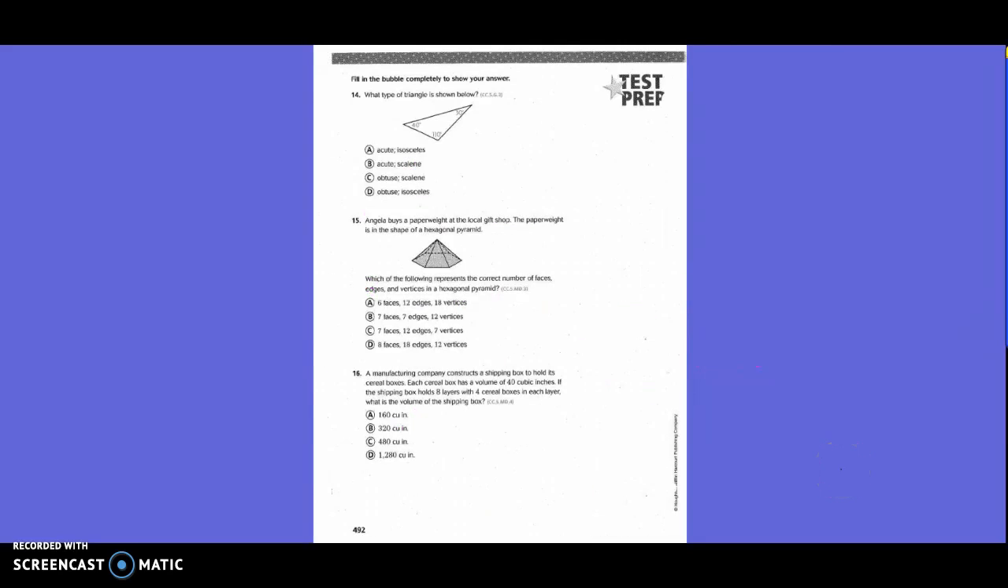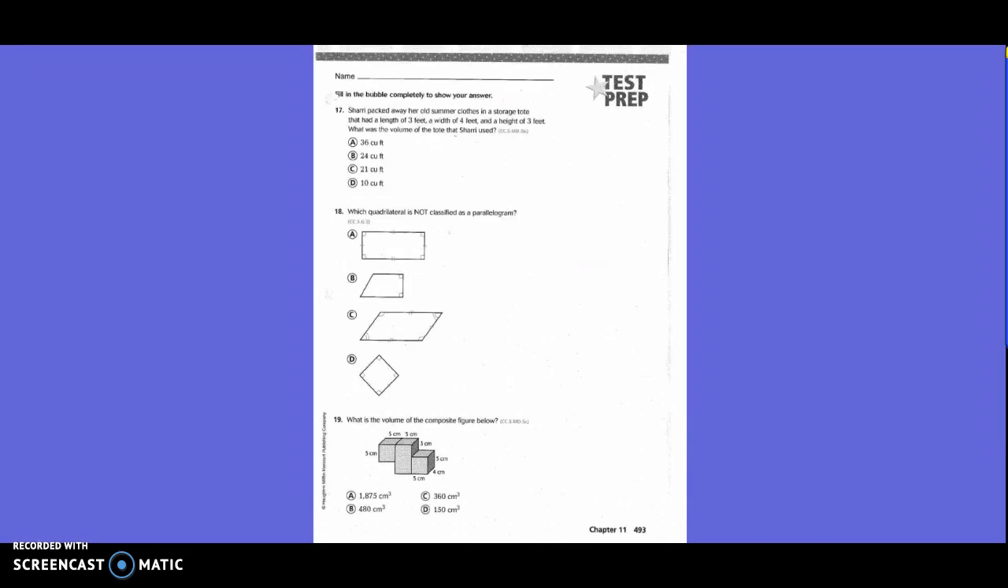All right, so number 14, you need info. Number 15, you need info. Number 16, you need info, and you need to show work. 17, you need info and then show work. Number 18, you need info. And number 19, you need info and to show work.